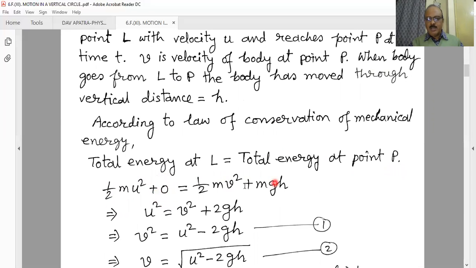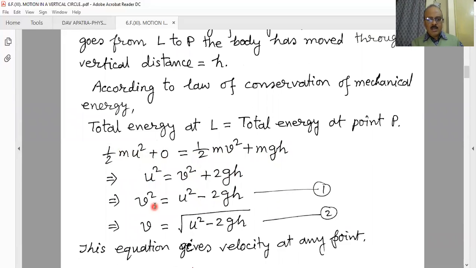And at the point P, obviously that is half mv square plus mgh, where h is the vertical height or vertical distance between the point P and L. And if we multiply by 2 and divide both sides of the equation by m, the m will cancel out, and v square, if we multiply it by 2 both sides, so u square equal to v square plus 2gh.